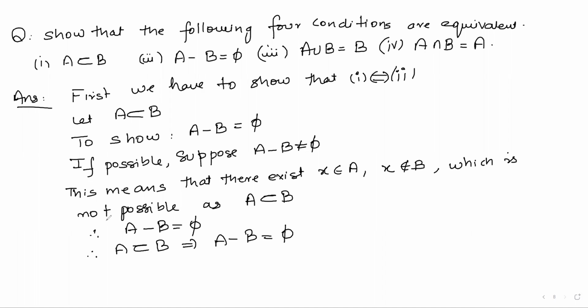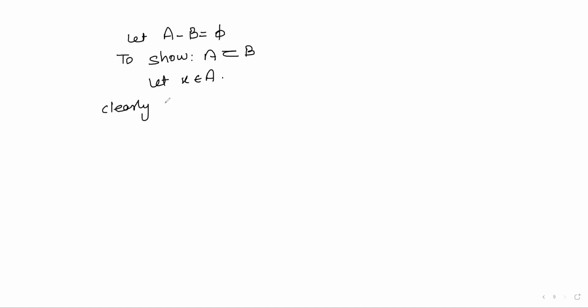Okay, now on the second one, we will assume this: let A minus B be equal to the null set. We will show A is a subset of B. Okay, let x belong to A. Now clearly x belongs to B, because if x does not belong to B, then A minus B is not equal to the null set.